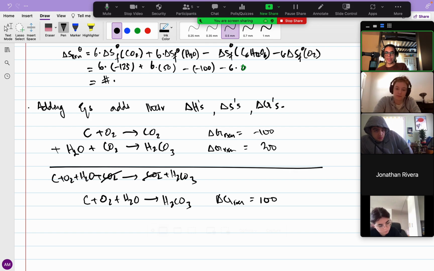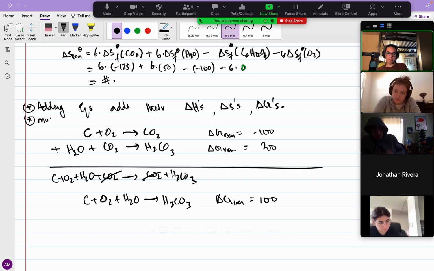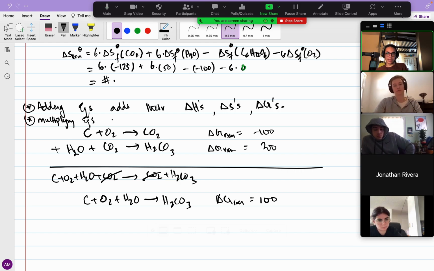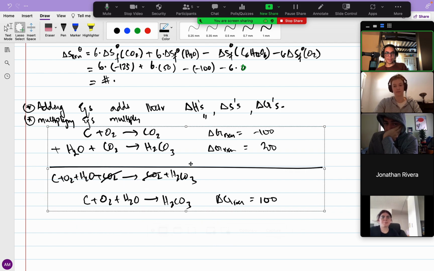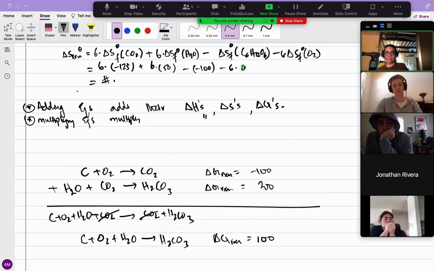There's also two other things you can do. You can multiply an equation throughout by a number. So multiplying equations multiplies the values, same thing here. And then the last statement is that if you flip an equation, then each of these values flip. Let me just bring this down.